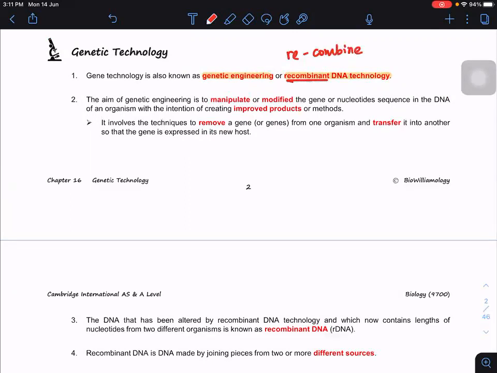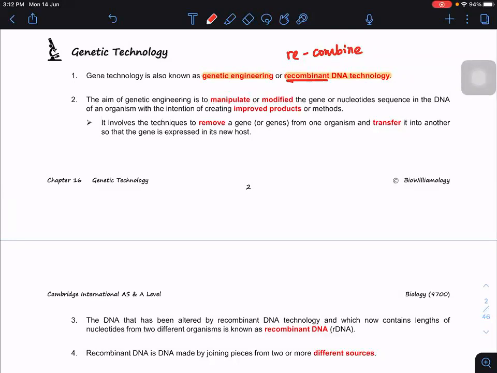What we do here, very simple, we combine the DNA from two different species. If you recall the previous lessons, we talked about reproductive isolation. Reproductive isolation means that when two different species of organism interbreed, they may not be able to produce fertile offspring. So to overcome this problem, we don't let them interbreed.